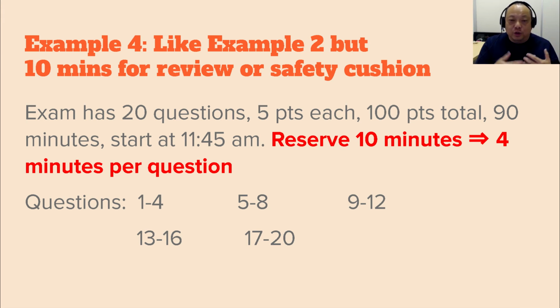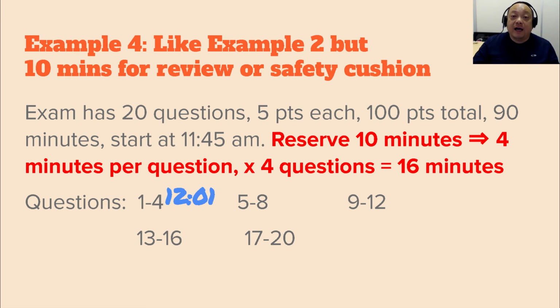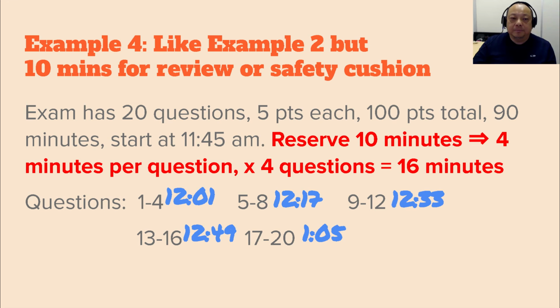Again, group questions in groups of 2 or 4. I'll do it in 4. 4 minutes per question times 4 questions is 16 minutes per group. Starting at 11:45 and adding 16 minutes each group, first I have 12:01, then 12:17, then 12:33, then 12:49, finally 1:05 p.m.